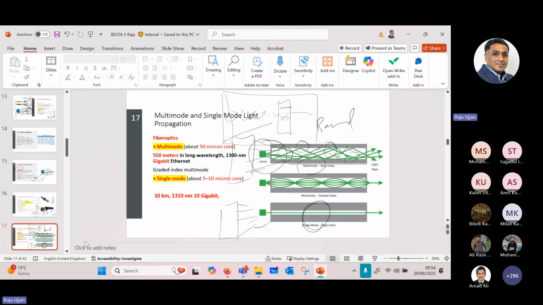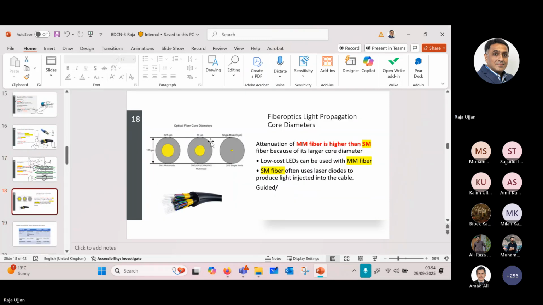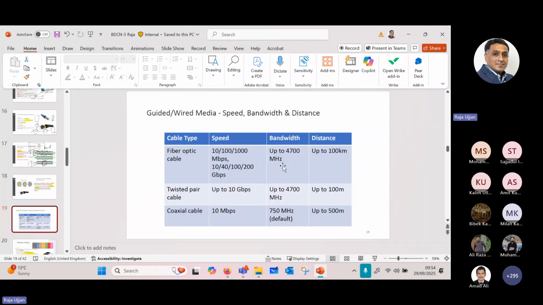Please make sure this will be a question in the class session. I hope you got how light is propagated in the core diameter, multi-mode and single mode. It depends on which cable you are going to use. Again, these are the rubrics for higher and lower cost and higher networking cable.